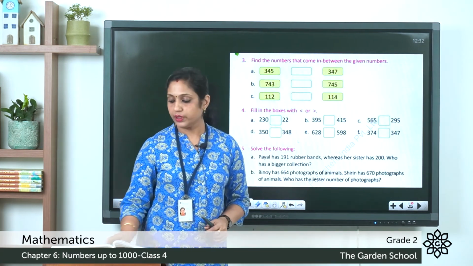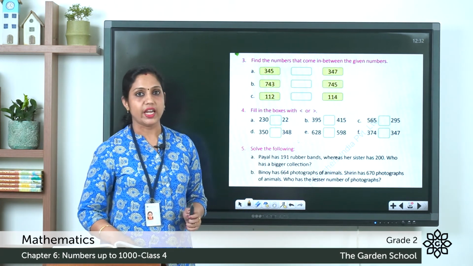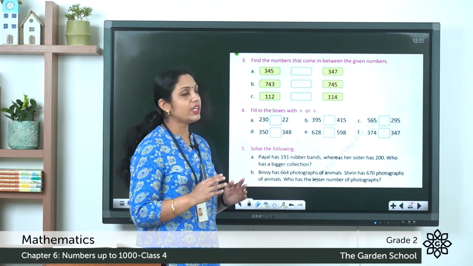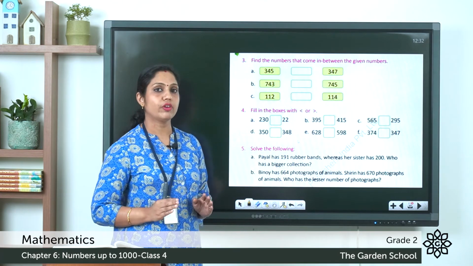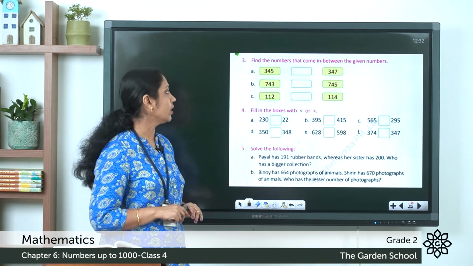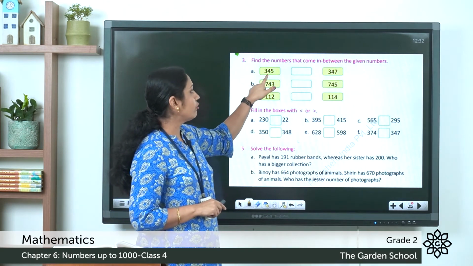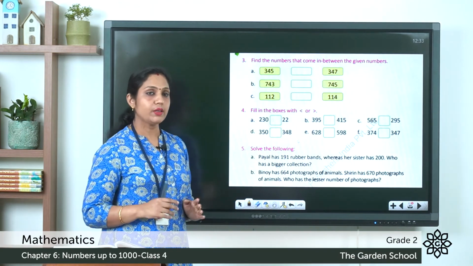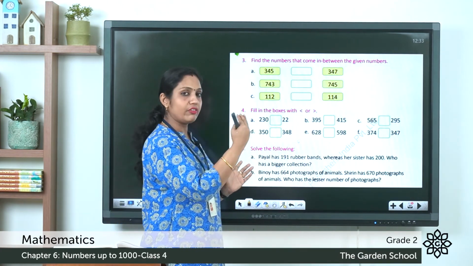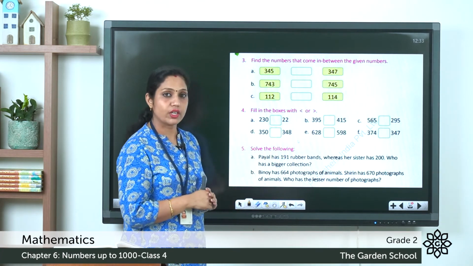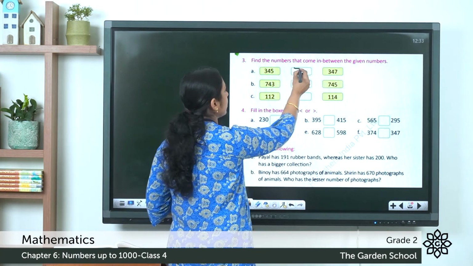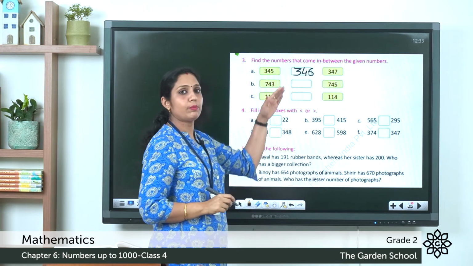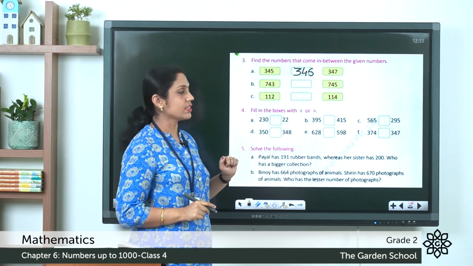Now page number 88. The third question. Find the numbers that come in between the given numbers. We have to find the number that comes in between. So A, we have 345 and 347. So which number comes in between? 345, 346, 347. So the number is 346. So complete the rest of the exercises.